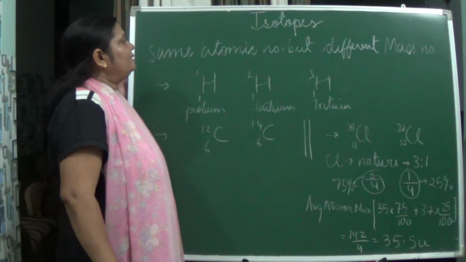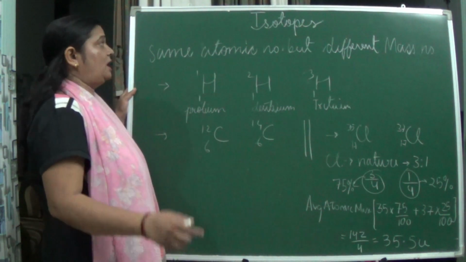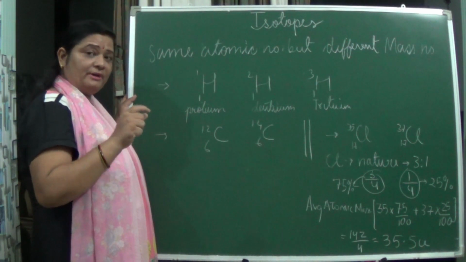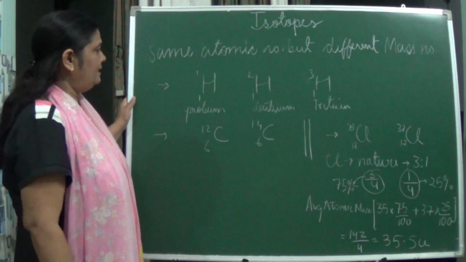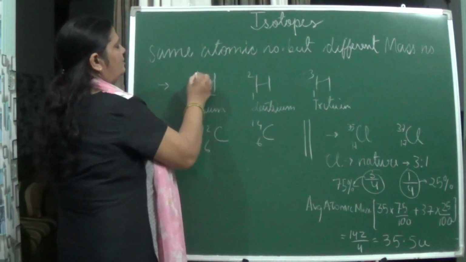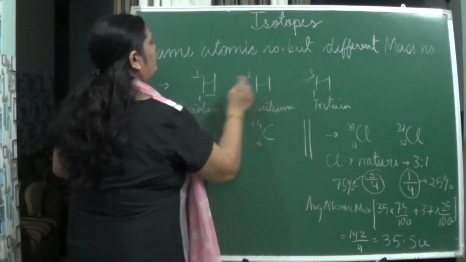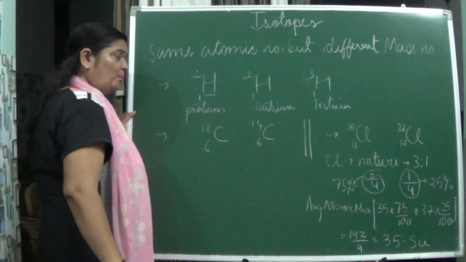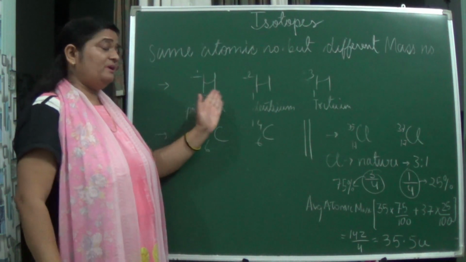Now let us study isotopes. What are isotopes? Isotopes are elements having the same atomic number but different atomic mass. Let us see with some examples. Like hydrogen, we write the atomic mass and then down we write the atomic number. You can see here the atomic mass of all these 3 hydrogens is different: 1, 2 and 3. So these are isotopes of hydrogen, but their atomic number is similar.